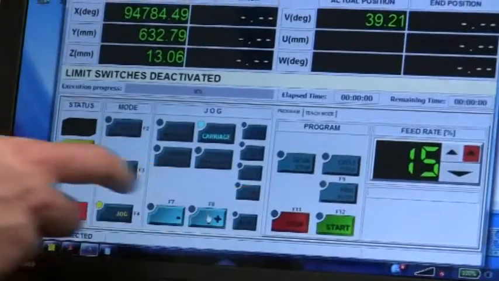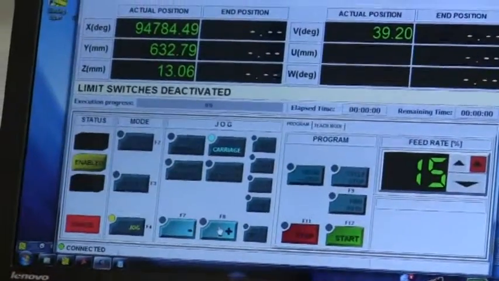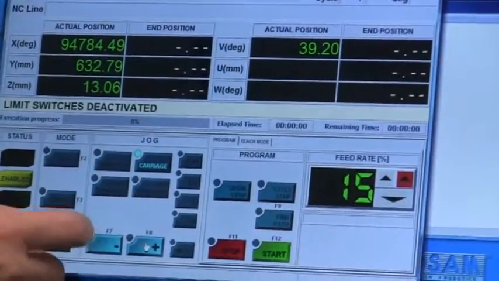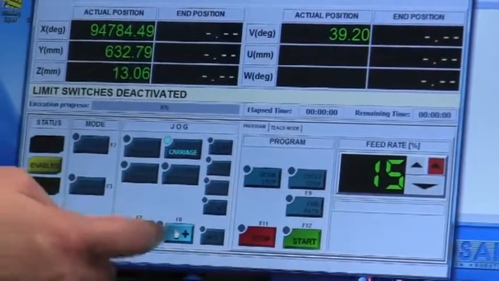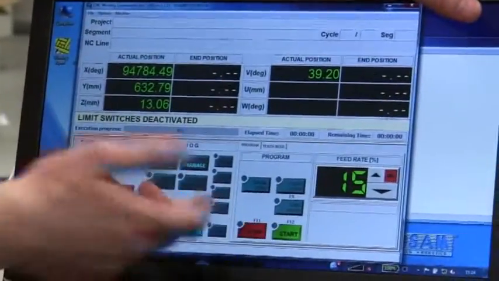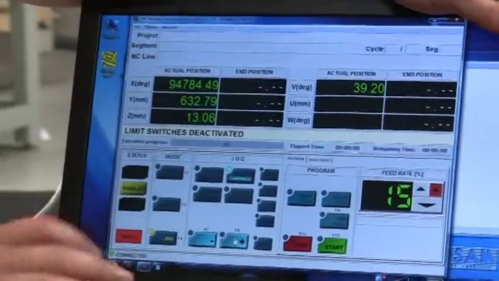Or starting or stopping a rotating movement. In the jog mode, we move every axis with these two buttons here, plus or minus. For the jog mode, the start and stop buttons don't make any difference.